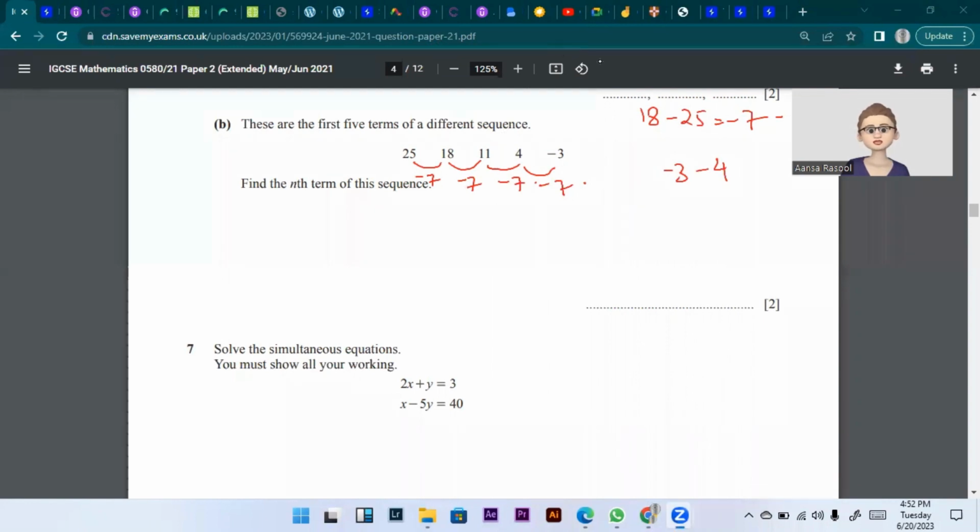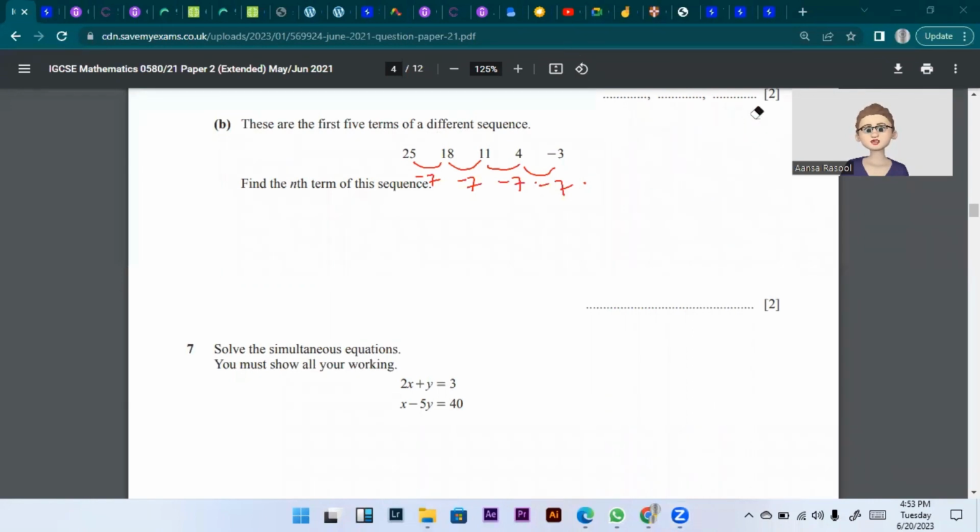Always remember that whenever you find the common difference, you subtract the first term from the second term. Like you do 18 minus 25, then 11 minus 18, then 4 minus 11, then minus 3 minus 4. For all of them, you will get minus 7. This is known as the common difference. Common difference means the same difference you are getting for all of them.